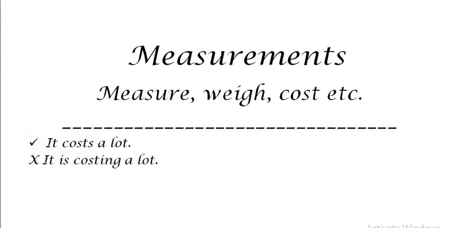After this, the next one is measurements. In measurements also, measure, weigh, cost, etc. also don't take the ing form. So "it costs a lot," not "it is costing a lot." We should not use it. We should say "it costs a lot."